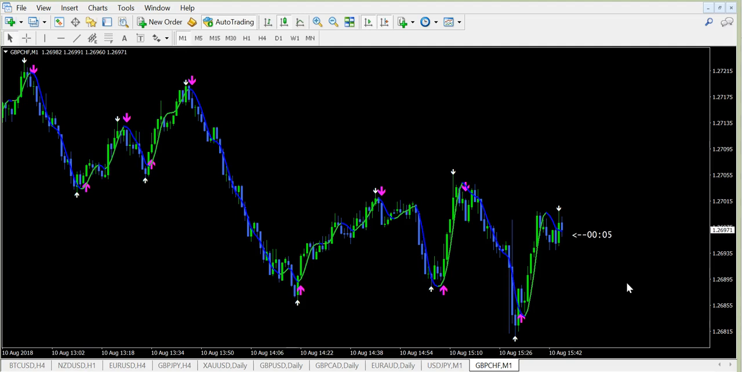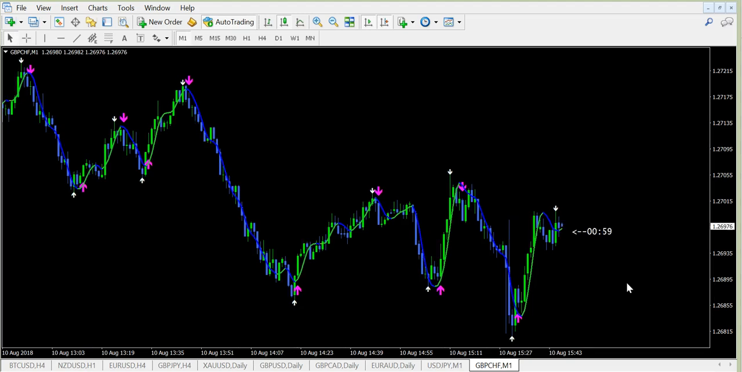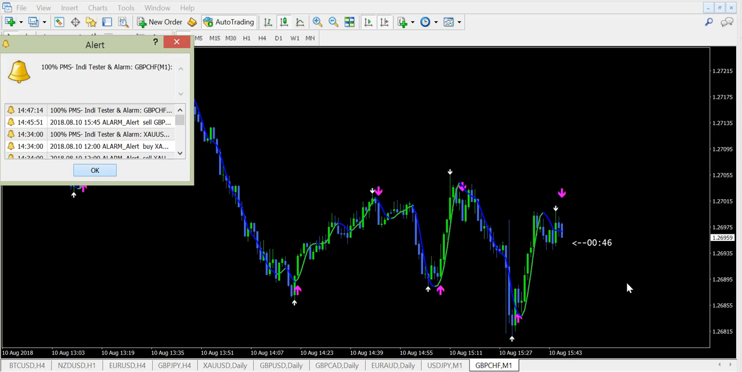I personally do not like to trade this on M1. 60 seconds candles are too unstable. They are quick, unexpected movements. You never know where it goes. So if you need to trade with M1, okay, but at least take M5.